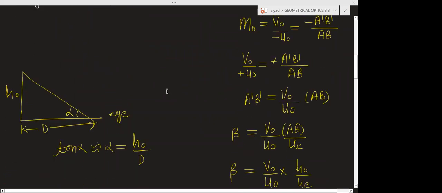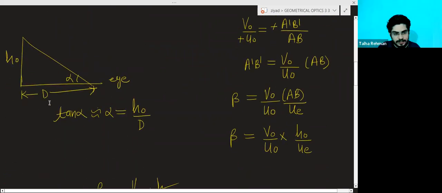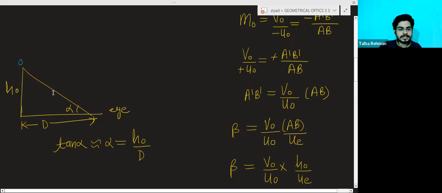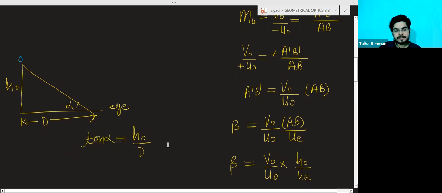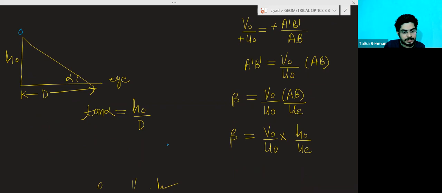After that, alpha. You know how to calculate alpha. Alpha is H naught by D. Earlier also I told you. This is the object, and this object is placed at a distance of D. This is the height of the object, and this is the angle alpha subtending at the eye. So tan alpha is given by H naught by D. But you can write tan alpha approximately equal to alpha. So alpha you can write as H naught by D.